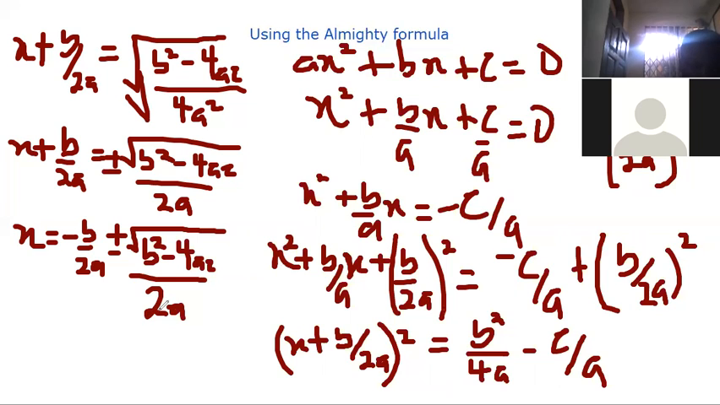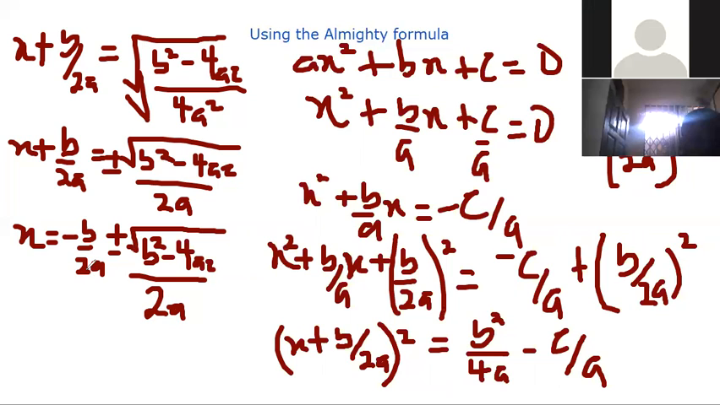We can rewrite this one since the denominators are the same. We can get x is equal to minus b all over 2a plus or minus the root of b squared minus 4ac.